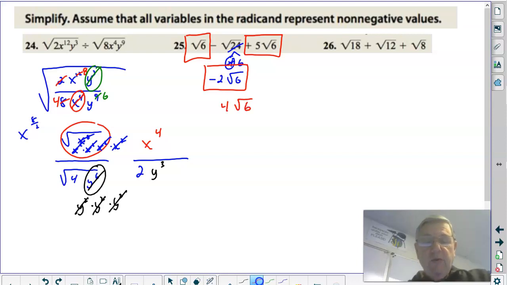4 times the square root of 6. 4 times the square root of 6. And again, notice the work there, right? There's work. Next one, simplifying.